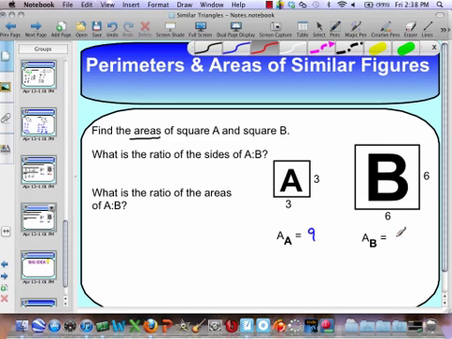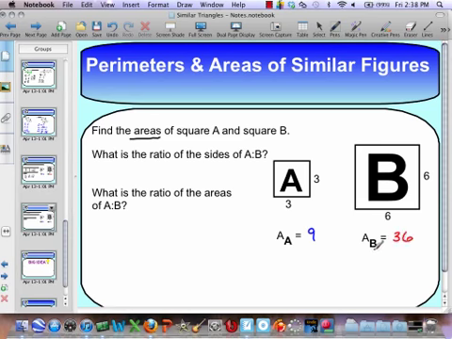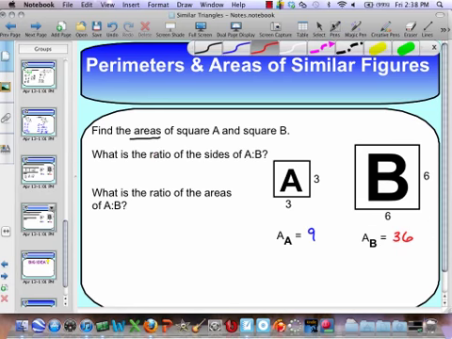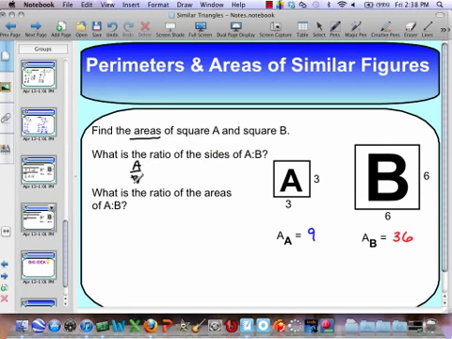Shannon, what did you get for the area of B? No, we're not adding here. Remember, you need to multiply. 6 times 6? 36. Okay, very good. So, earlier we said that the ratio of the sides of A to B, A over B, is 1 half. Now, if you take the ratio of your areas, the area of A over the area of B is 9 over 36, which is 1/4. How does 1/4 compare to 1 half?